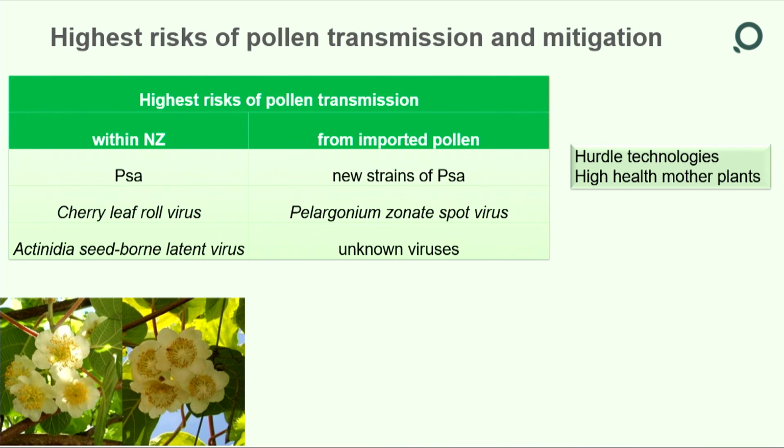To mitigate, we can use a combination of technologies. I showed you the most effective was a combination of low humidity, heat, and anaerobic conditions. We could also use high health mother plants to control PSA. It works just as well for PSA as it does for viruses, and is used in a lot of industries when they propagate, to make sure that they don't propagate viruses as well.